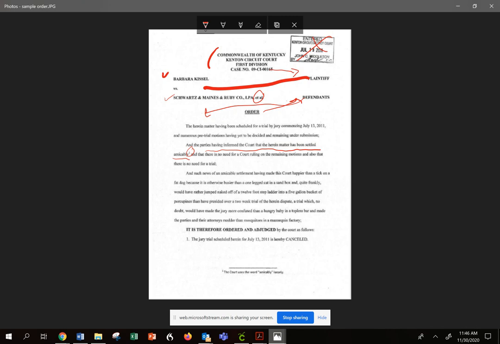It says, and such news of an amicable settlement having made this court happier than a tick on a fat dog, because it is otherwise busier than a one legged cat in a sandbox, and quite frankly would rather have jumped naked off a 12-foot step ladder into a 5-gallon bucket of porcupines than have presided over a 2-week trial of the herein dispute, a trial which, no doubt, would have made the jury more confused than a hungry baby in a topless bar and made the parties and their attorneys madder than mosquitoes in a mannequin factory.